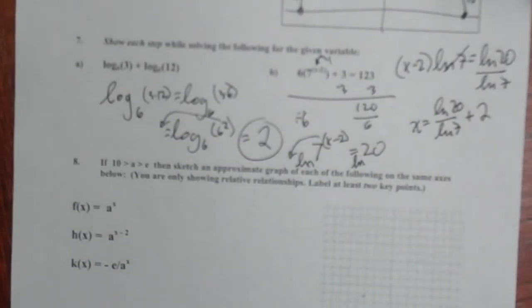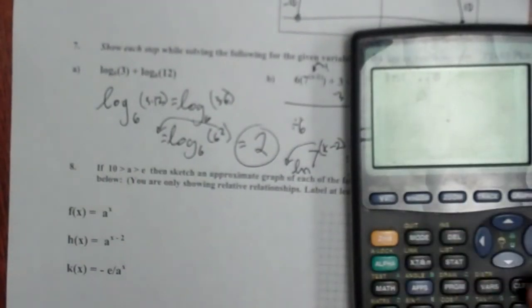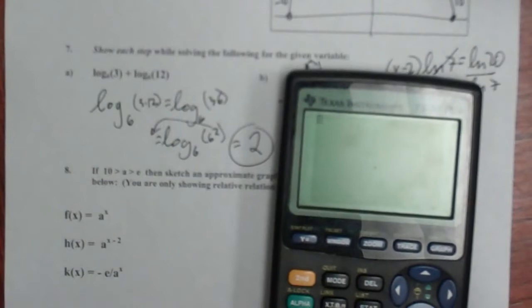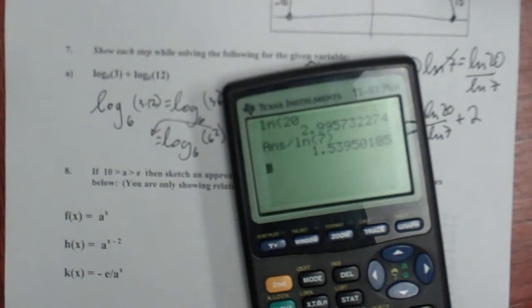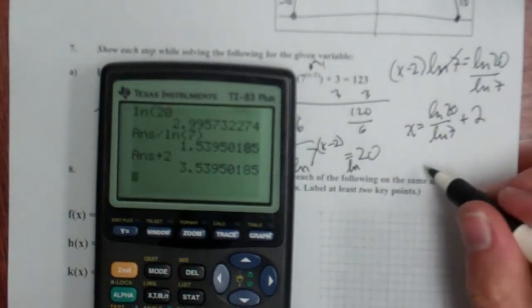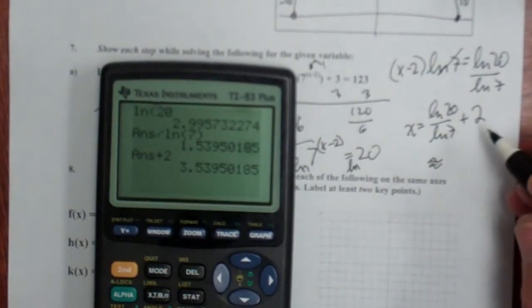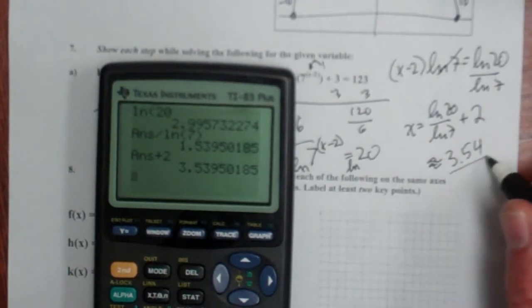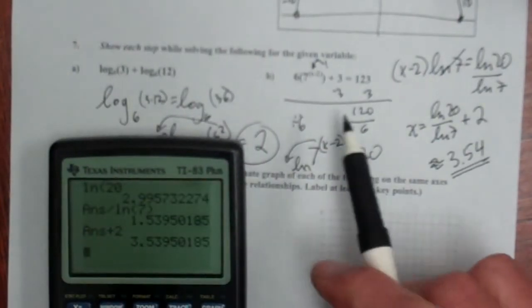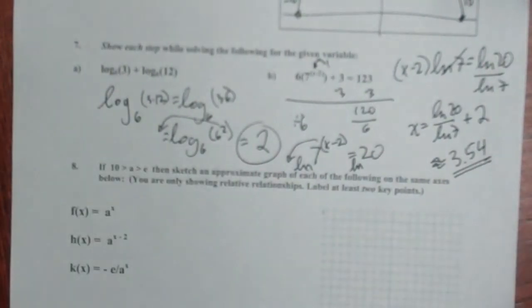Put that into your calculator and see what you get. And I've got ln 20 divided by ln 7, and then I'm going to add 2. And I get approximately, wavy equal sign there because it is not going to be exact, 3.54 I'll write. Alright? And you can plug that and check. Subtract 2, take 7 and raise it to that. Nice thing about these types of problems is you can always check your answers.